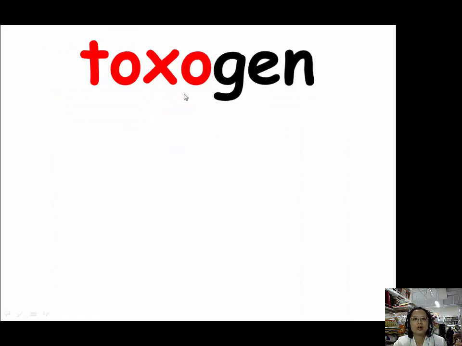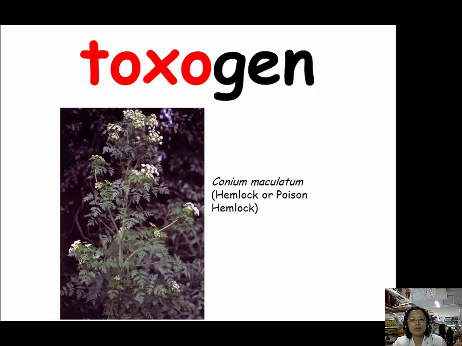And for toxo, our example is toxogen. Toxogen is organisms that will produce toxin. Like in this picture, the hemlock, or sometimes it's called poison hemlock. They will produce toxin to make people who eat them poisoned. And the poison hemlock, the structure of the toxin is like this.